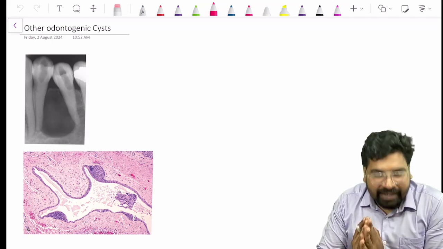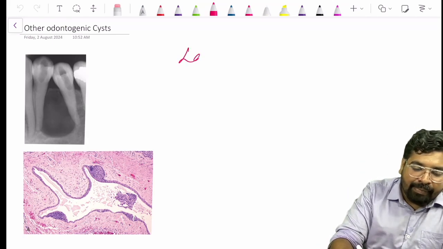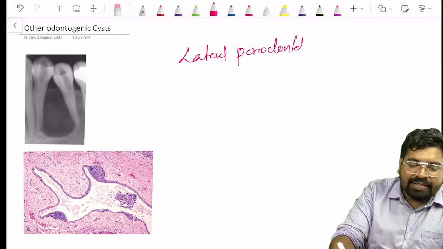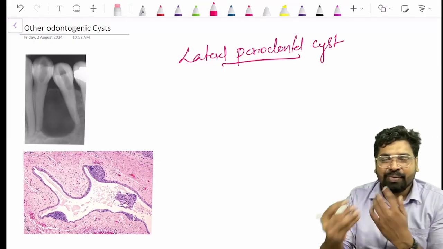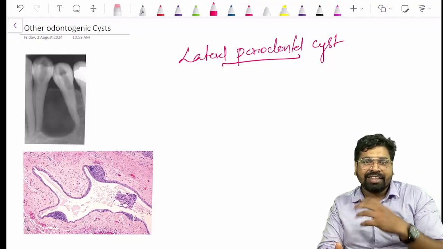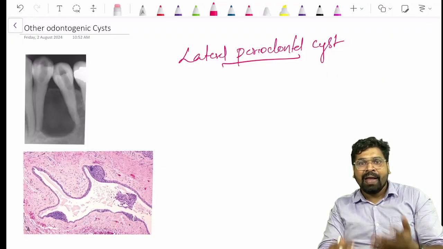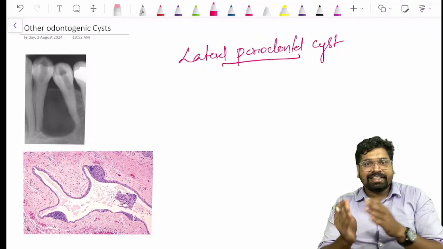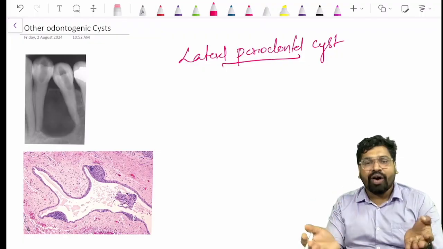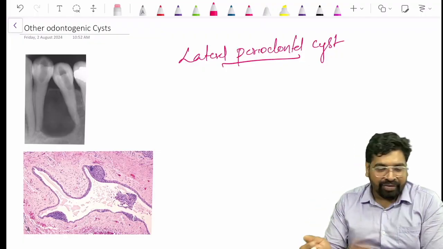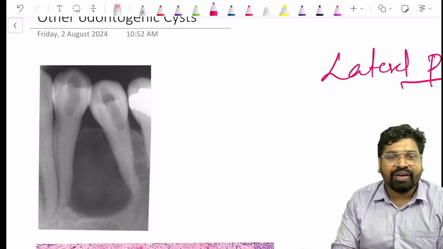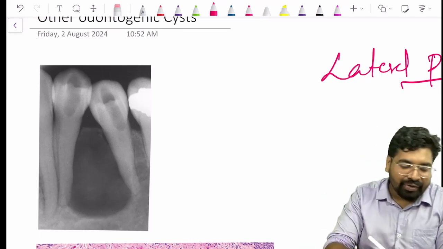The first one I wish to talk about is the lateral periodontal cyst. As the name indicates, I think you are in a position to catch from the name itself what the cyst is and what its features are. Lateral periodontal cyst means it is coming lateral to something in the periodontium, right? Lateral to the roots. See this radiograph. This is a lateral periodontal cyst, coming lateral to the roots of the tooth.